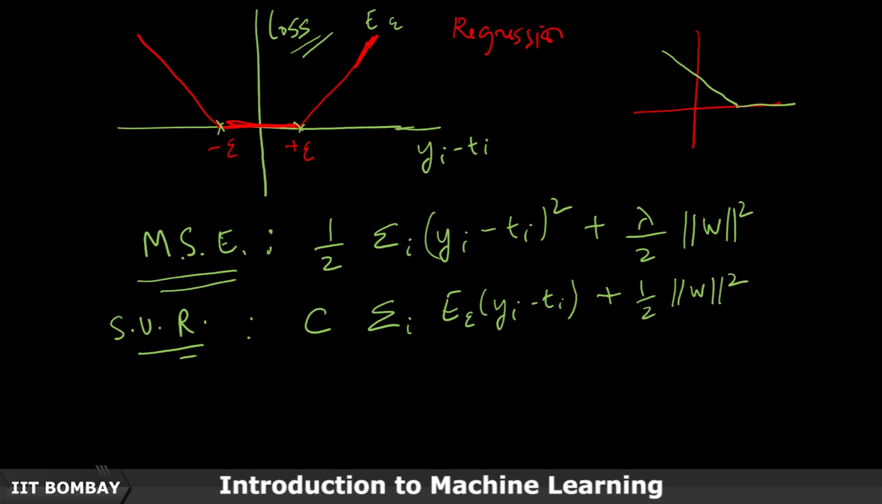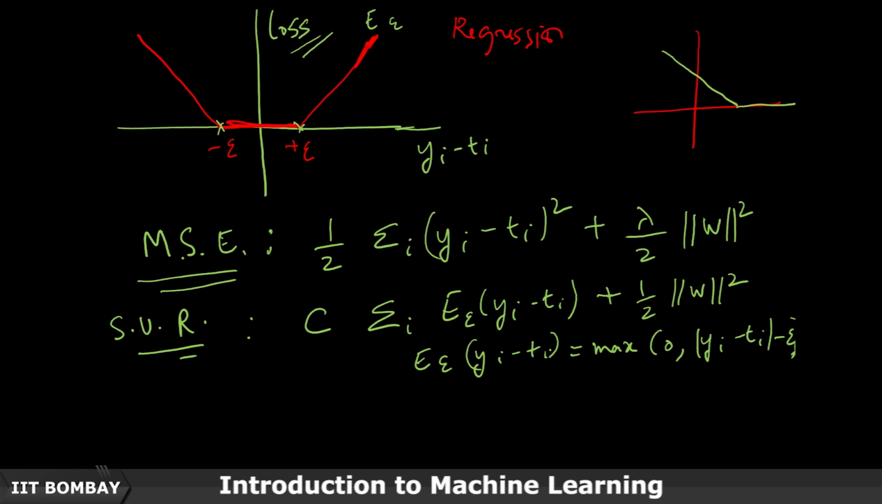So these are two different ways. The first one is not for support vector, the second one is for support vector regression. The first one is for regular linear regression that is solved using mean square error. Here this E epsilon is nothing but the red curve that is drawn above. So E epsilon of yi minus ti is equal to max of 0 comma mod of yi minus ti, minus epsilon.